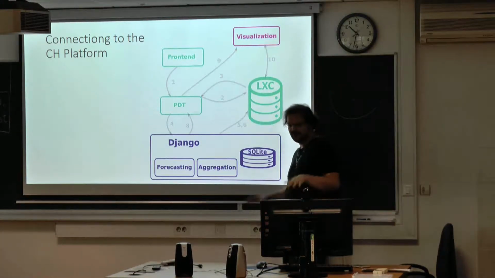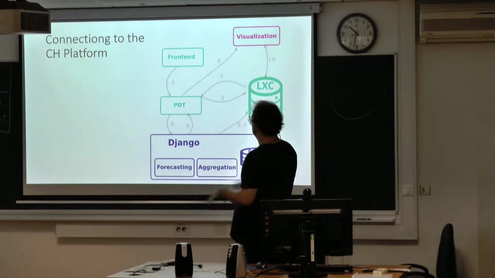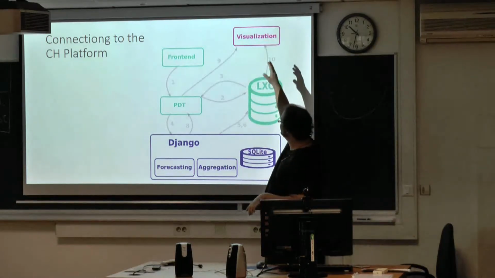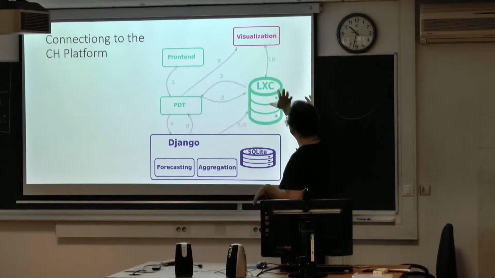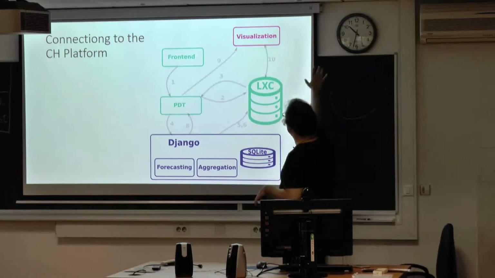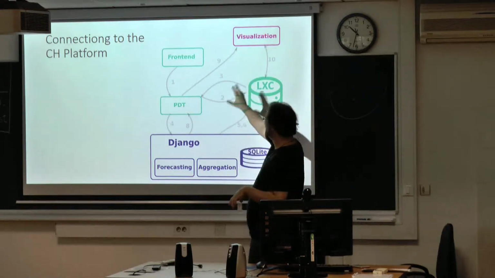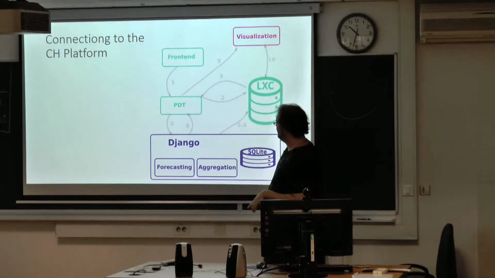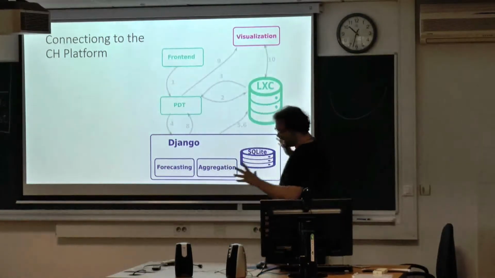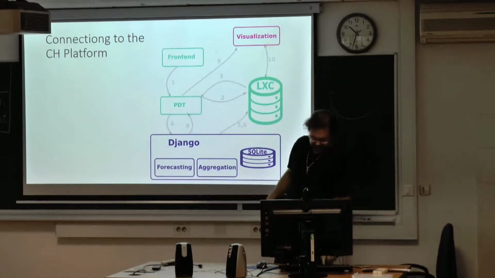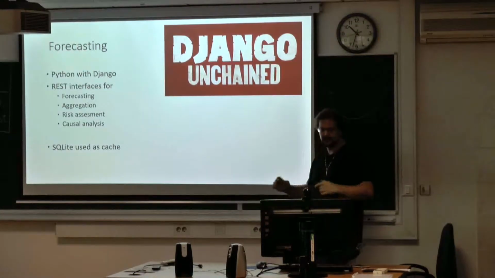So if we're looking at how our part, the purplish bit, connects to the rest of the CrowdHEALTH platform, we have the LeanXcale, which is a NoSQL database. That's basically the center of all the systems around it. The front end and the PDT call all the systems, provide the calls to visualization, and our bit in Django creates the forecasts, aggregates the data, has a bit of caching done there to speed up the system, and so on.